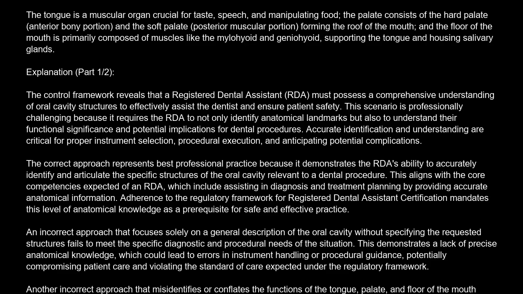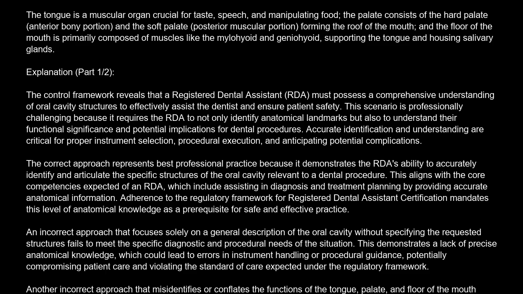The correct answer is C. The tongue is a muscular organ crucial for taste, speech, and manipulating food. The palate consists of the hard palate, anterior bony portion, and the soft palate, posterior muscular portion, forming the roof of the mouth, and the floor of the mouth is primarily composed of muscles like the mylohyoid and geniohyoid, supporting the tongue and housing salivary glands.